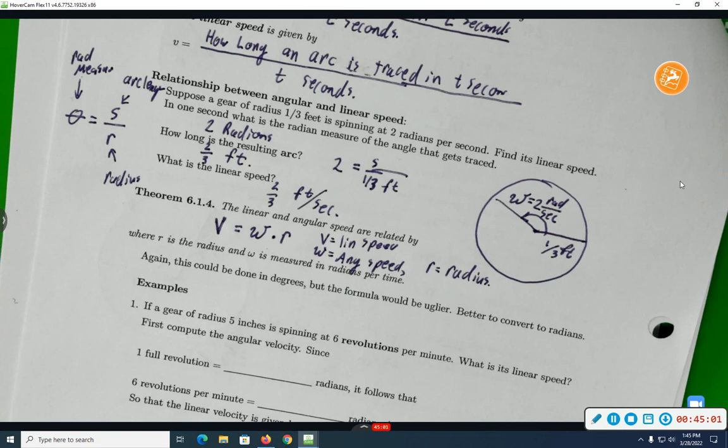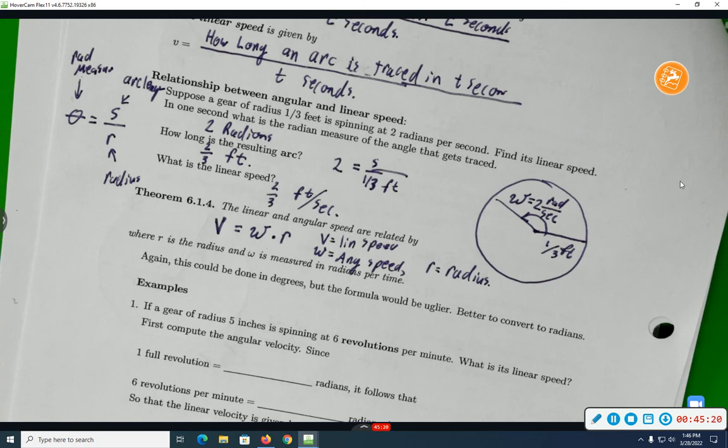And again, it was really important that we were measuring that angle in radians, right? Otherwise, we wouldn't have this formula to work with. So you could do this in degrees if you wanted to, but your answers will all be ugly, right? So just first convert from degrees to radians and go from there.